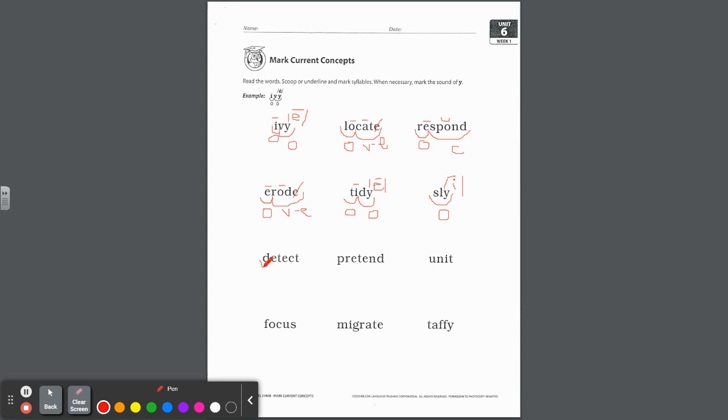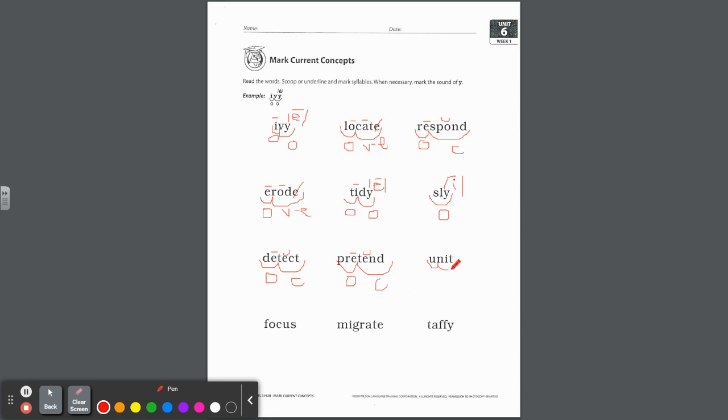Okay, next row. Detect. De is open. That vowel isn't closed in and it's long. Tect. We have a short vowel because it is closed in by that CT. All right, pretend. Pre. Is that vowel closed in that syllable? Nope, it's open. That's why it's long. Tend is short vowel, closed syllable.